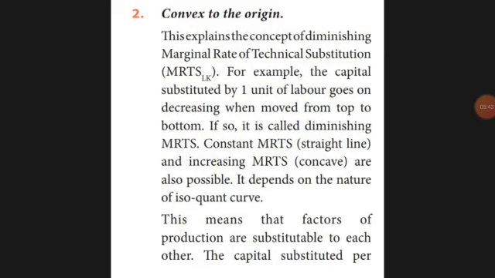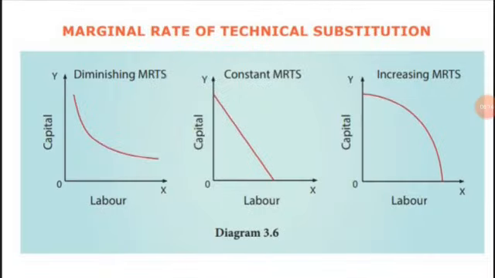The other condition is that the isoquant is concave to the origin. That means it should have a MRTS. MRTS means marginal rate of technical substitution. For example, if the substitution of 1 unit of labor goes on decreasing as we move from top to bottom, it is called a diminishing MRTS. See here in the diagram, if it keeps on decreasing, that is the marginal rate of substitution.